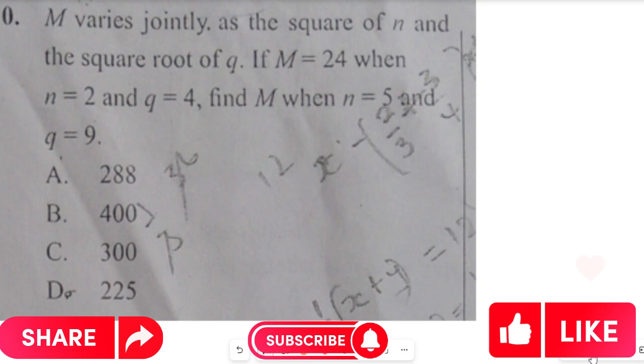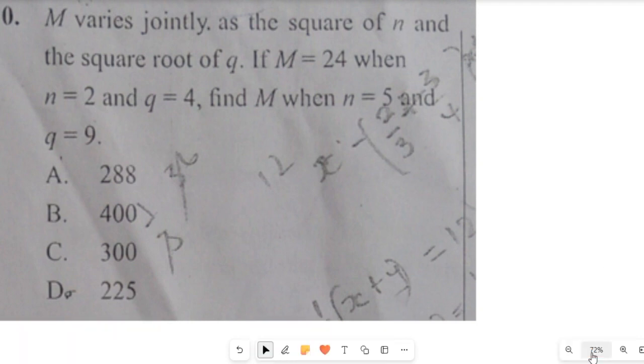The question says m varies jointly as the square of n and the square root of q. If m is equal to 24 when n is equal to 2 and q is equal to 4, find m when n is equal to 5 and q is equal to 9.